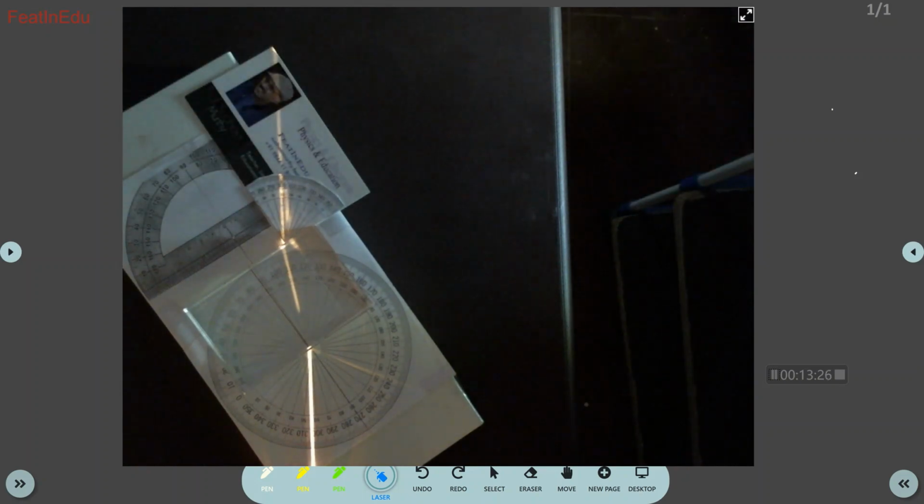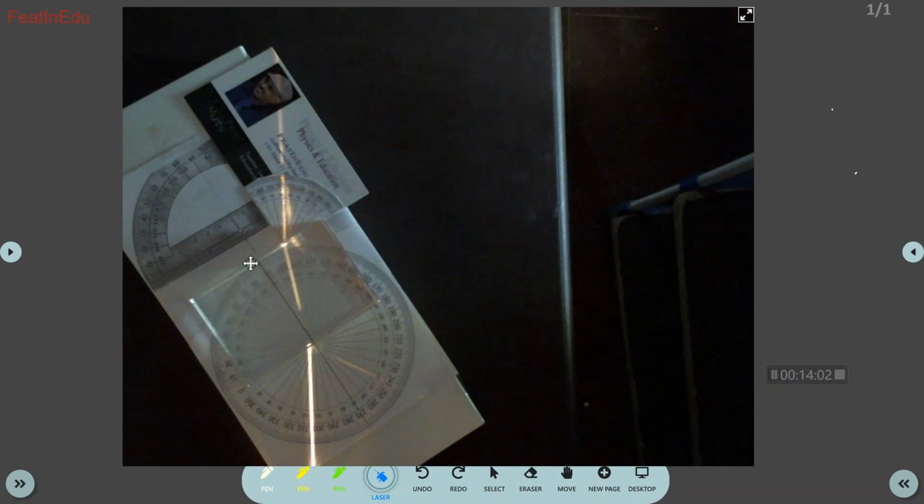Now here you see this edge of the protractor. This edge of the protractor is 90 degrees. Can you observe? So this edge of the protractor is perpendicular to this surface, and this edge is parallel to this. Can you observe that? So this entire line is normal, and this line is normal to this.